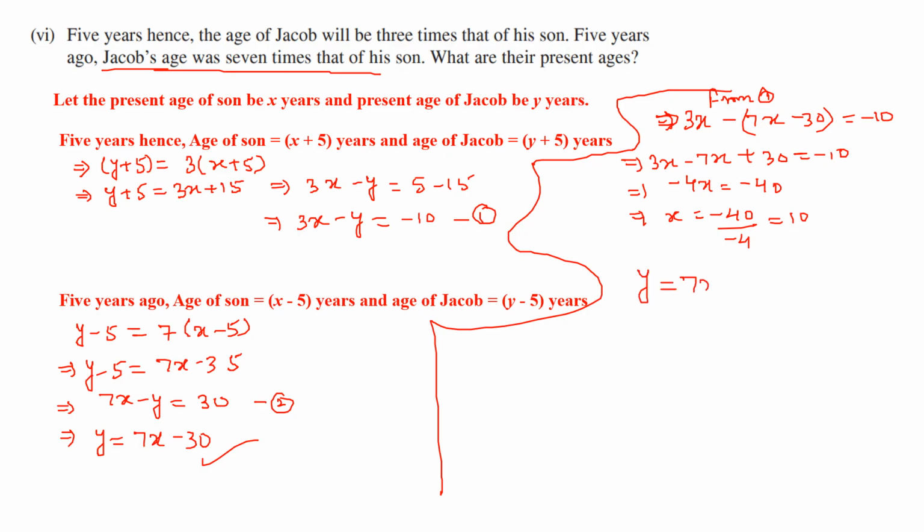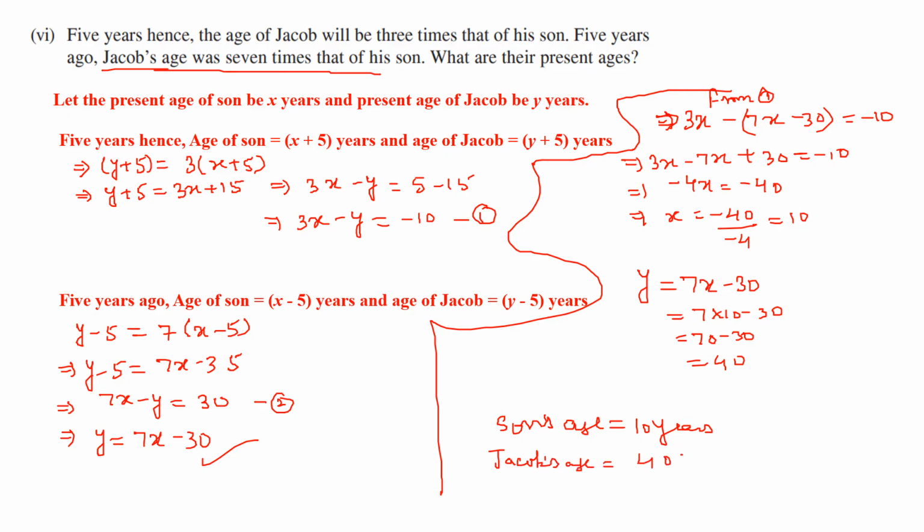So y equal to 7x minus 30, which gives me 7 into 10 minus 30, which is 70 minus 30, that is 40. So from here you can see present age of son is 10 years, and Jacob's age is 40 years.